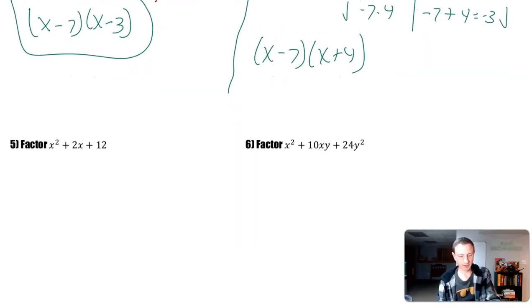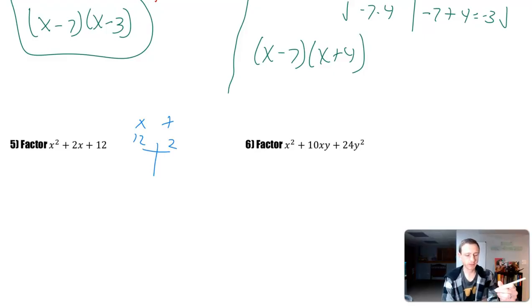Number 5, two numbers that multiply to 12 and add up to 2. We want to multiply to a positive and also add up to a positive, so we know both numbers have to be positive. 12 is 6 times 2. 6 plus 2 is 8. 12 is 4 times 3. 4 plus 3 is 7. 12 is 12 times 1. 12 plus 1 is 13.